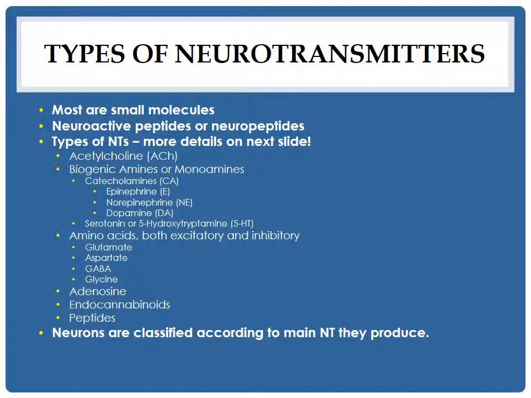Acetylcholine was the first discovered. There's several different biogenic amines, monoamines. You know epinephrine and norepinephrine better as adrenaline and noradrenaline. Dopamine is also a catecholamine. Serotonin, you're familiar with. Amino acids are both excitatory and inhibitory. There's glutamate and aspartate. There's GABA and glycine. And then there's a bunch of different peptides. Peptides are basically just short chains of amino acids.